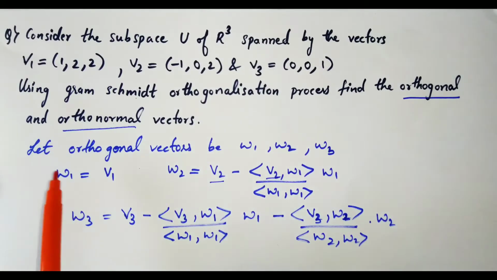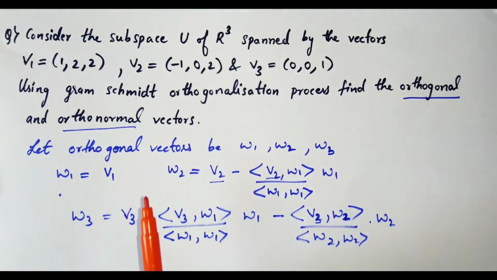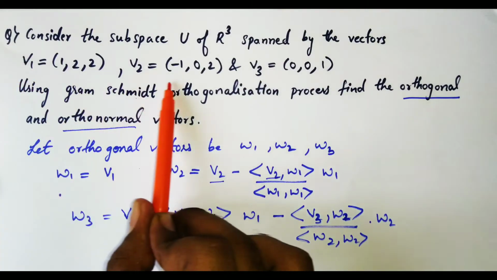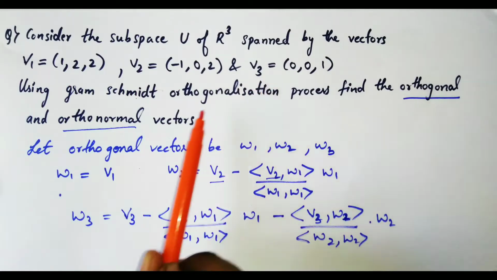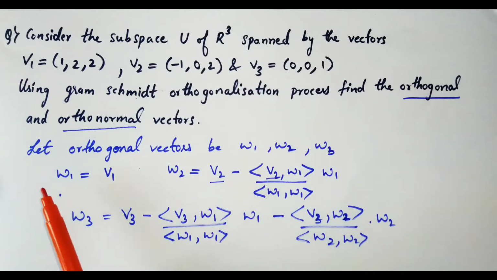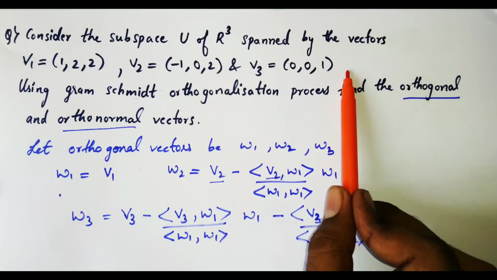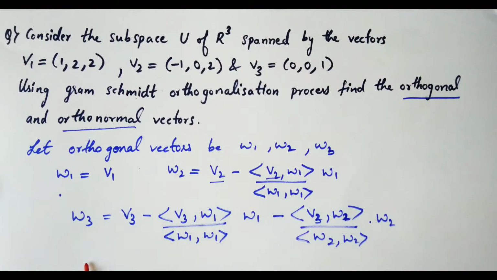One more thing: w1, w2, w3 can go on to w4 and w5 also. It depends on the number of vectors given. Here there are three vectors v1, v2, v3, so the orthogonal vectors will be only w1, w2, w3. If there is also a v4, then you have to take w4 also.